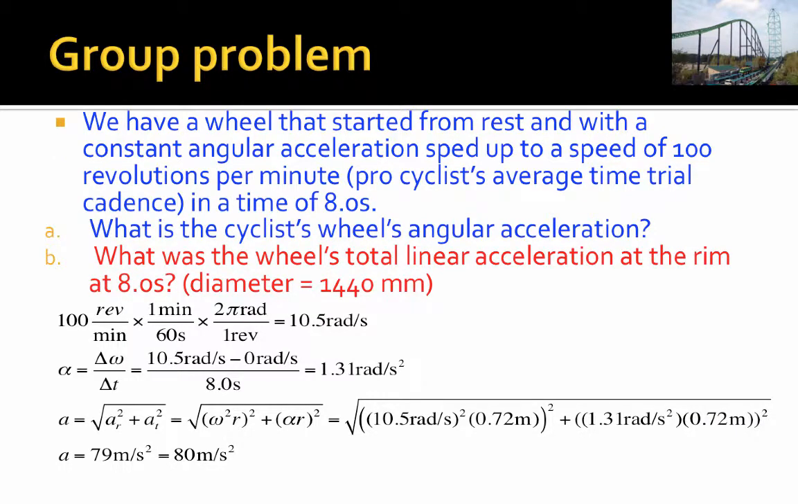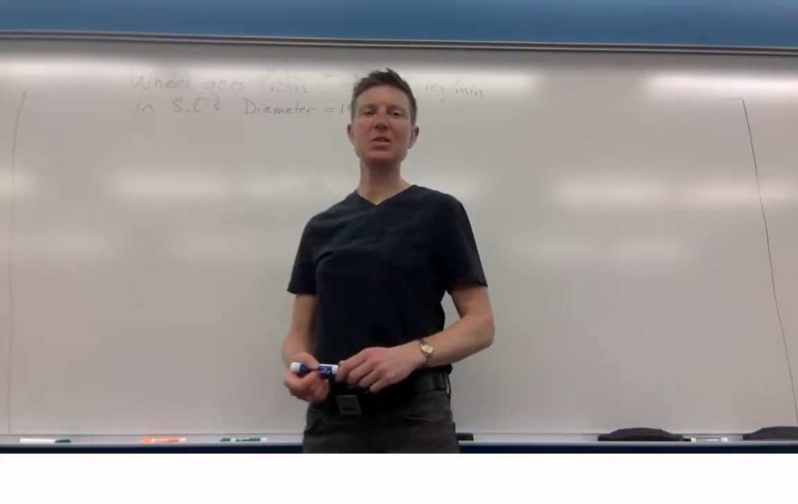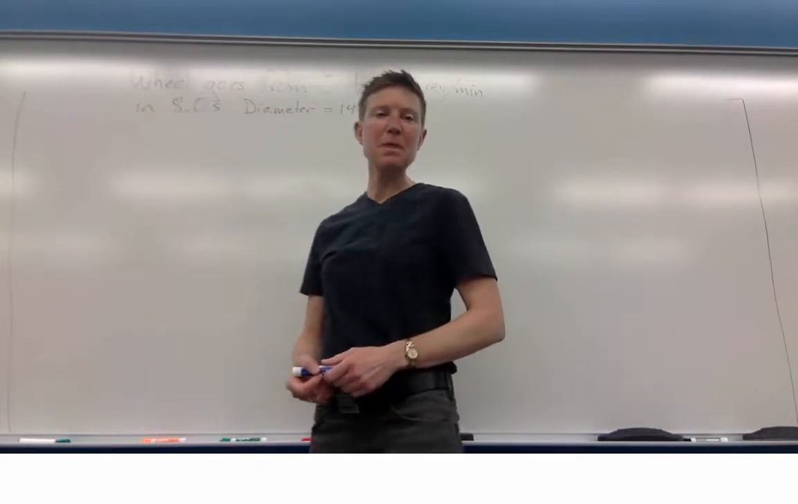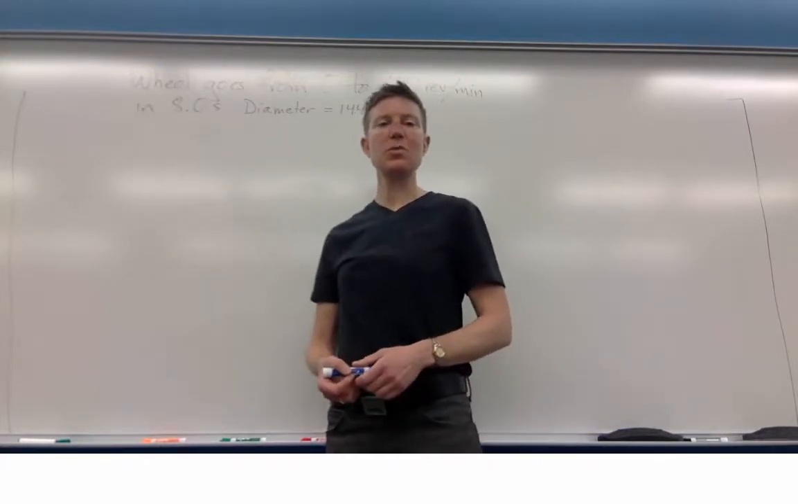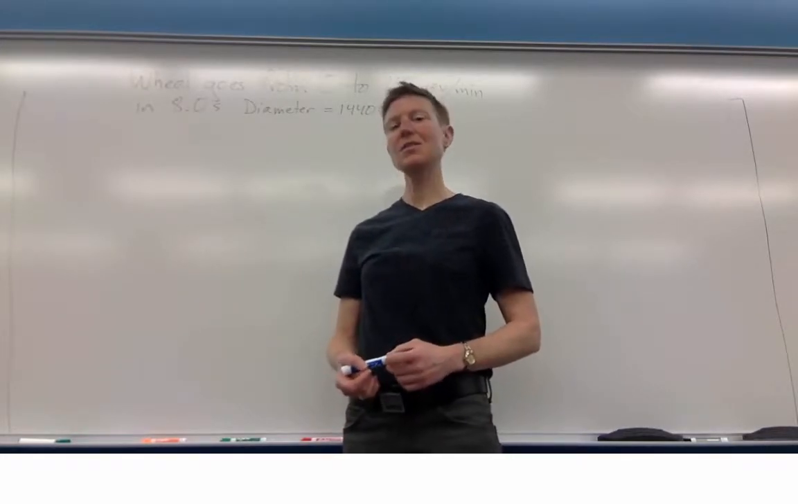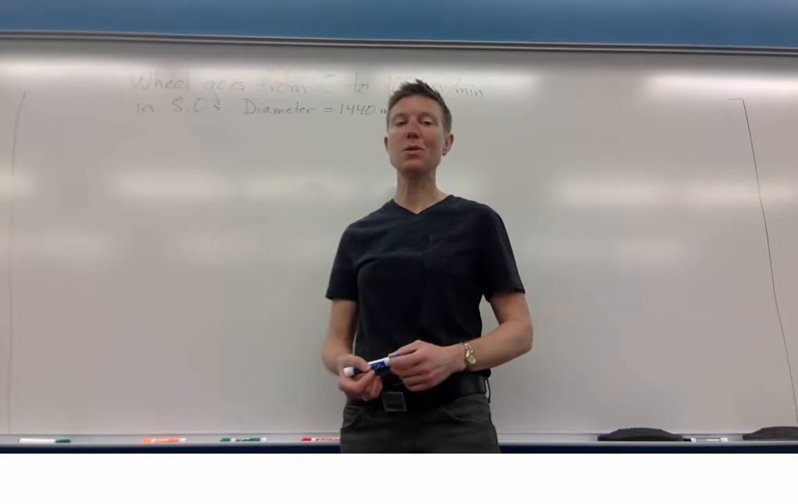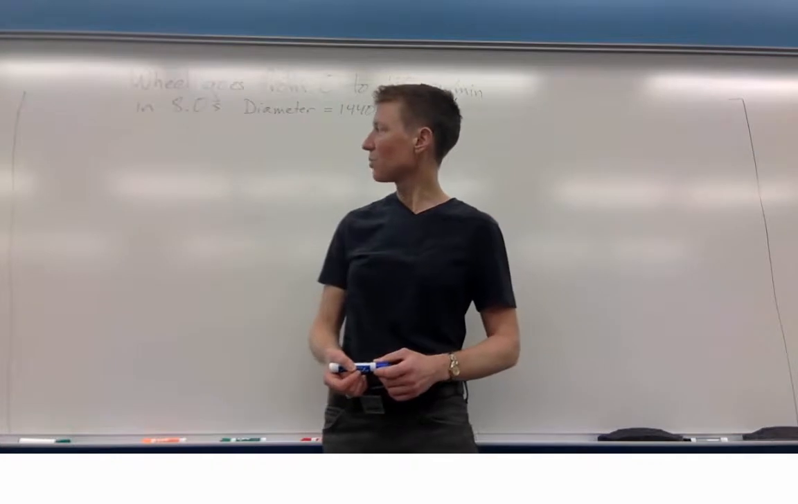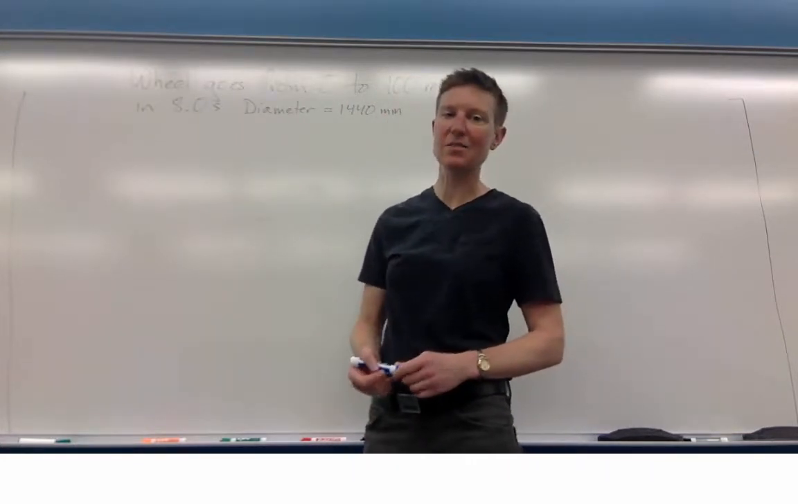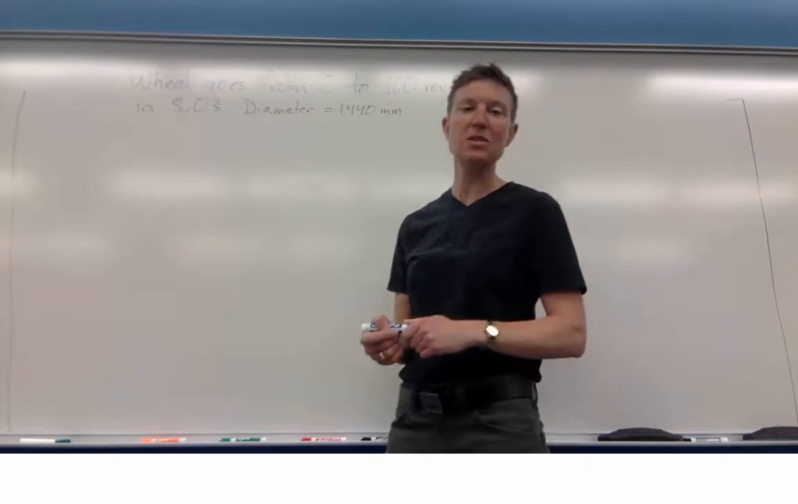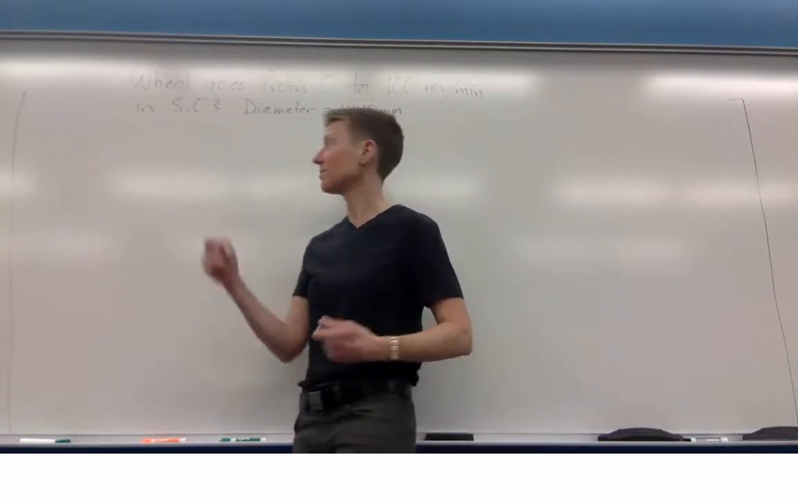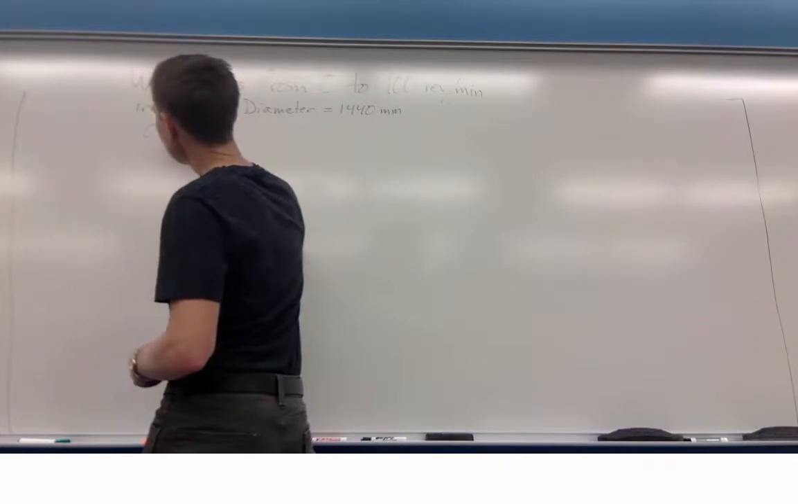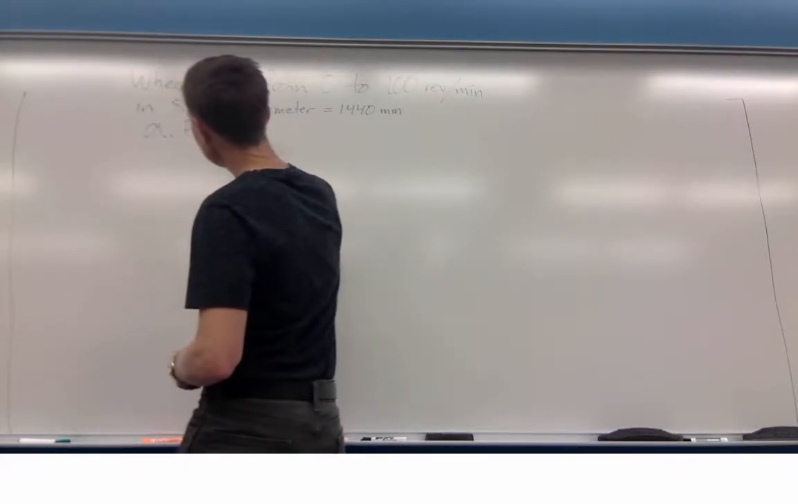Okay, so let's do an example of this. We're going to analyze how to answer this problem. In this case, we have a wheel, as it says in the description, that started from rest, and with a constant angular acceleration speeds up to a speed of 100 revolutions per minute. The time it takes to speed up to that rotational velocity is 8.0 seconds. The first thing we'll do is calculate the cyclist's wheel's angular acceleration. So for part A, we will find the angular acceleration.